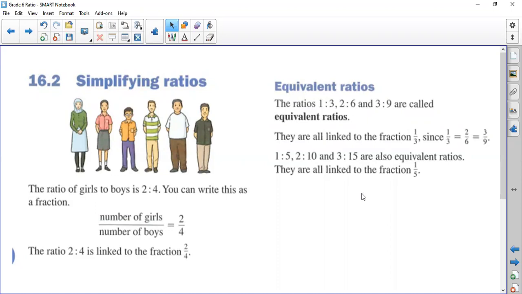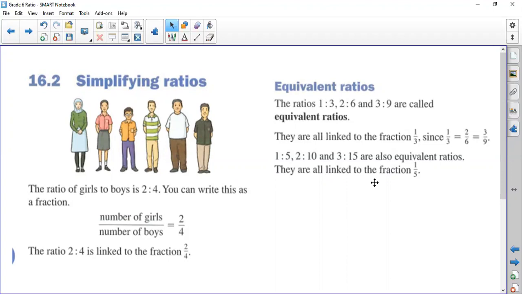It can be written as a fraction too. So the number of the girls over the number of the boys, which is 2 over 4. Now we can say that the ratio 2 to 4 is linked to the fraction 2 over 4. As we have equivalent fractions, we can have equivalent ratios too, like 1 to 3, 2 to 6, or 3 to 9. Why are they equivalent? They are equivalent because all of them are linked to the fraction 1 over 3.